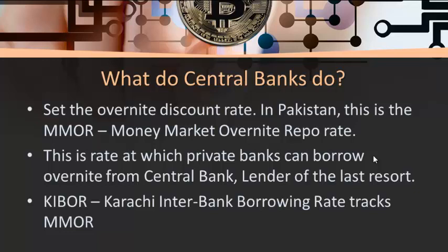The KIBOR is the more operative rate in the market. If the bank is short of money, and why that happens we will discuss later, then it will go and try to borrow this money from other banks, and the rate that is relevant when you go to borrow from other banks is the KIBOR, the Karachi Interbank Offered Rate. Now, the central bank acts to keep the KIBOR close to the MMOR. So that's how it actually works. And how it does that we will also discuss later.